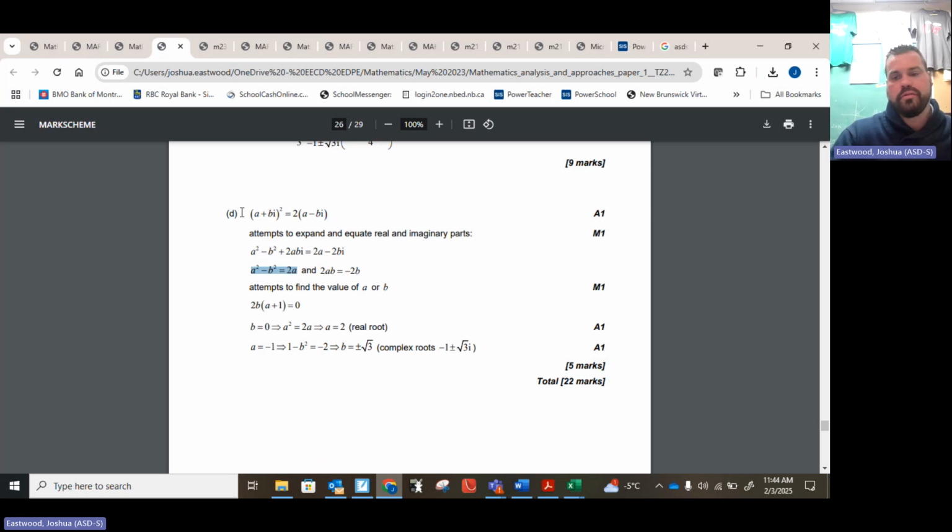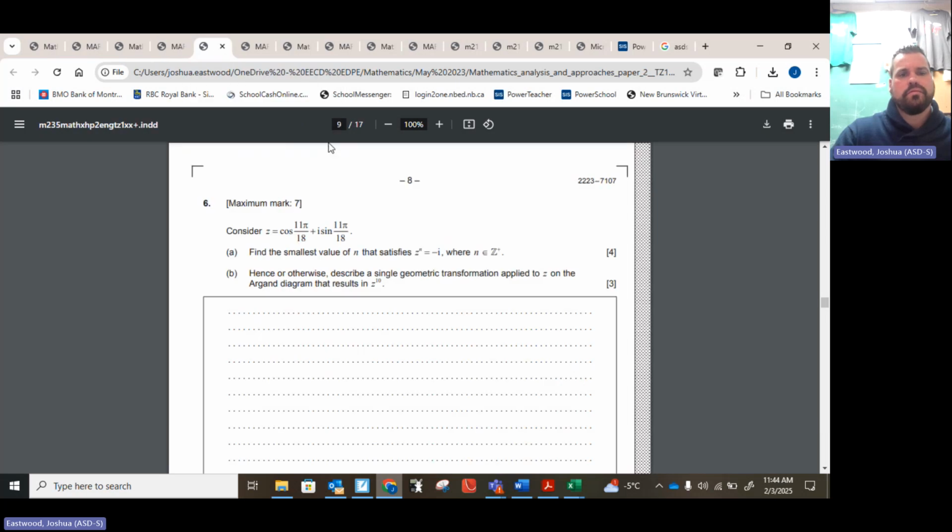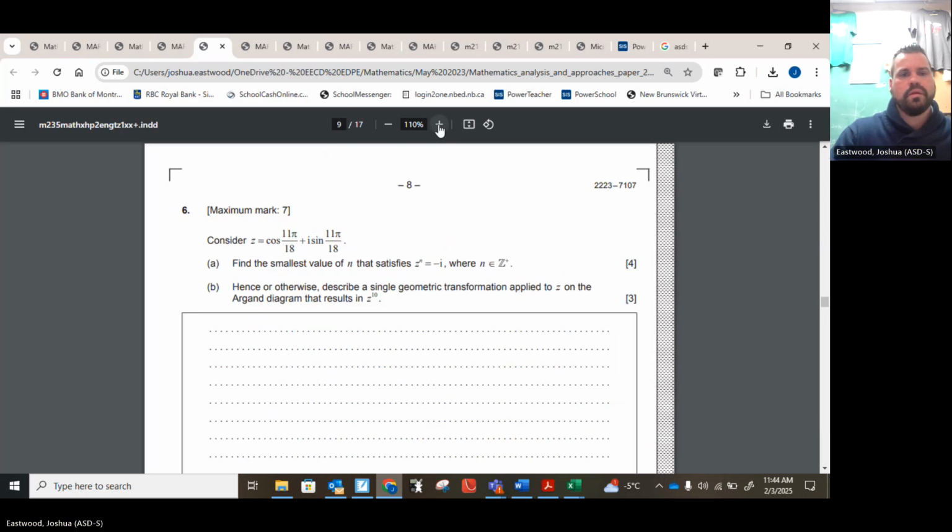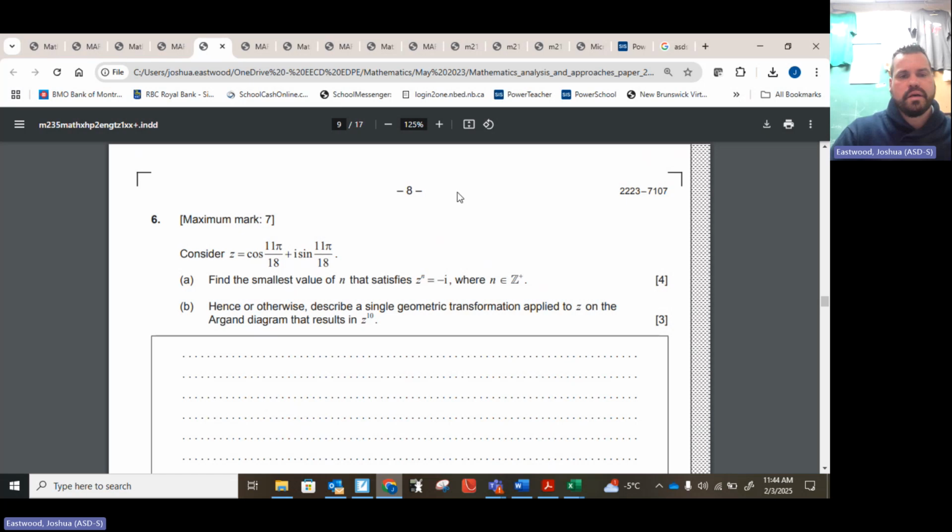Now that's a big one. That's 22 marks, so it's a lot. But hopefully that helps in terms of understanding. So then we have this question, and it says that here's my function. Well, not really a function, but a complex number, in terms of cosine and sine of 11 pi over 18.